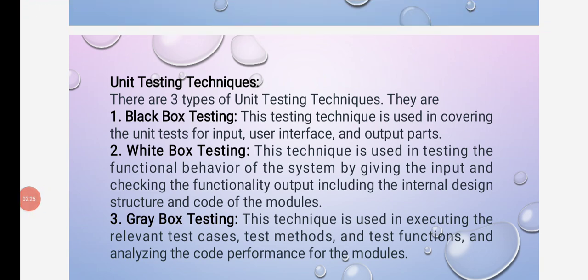This testing technique is used for covering the unit test for input, user interface, and output parts. White box testing. This technique is used in testing the functional behavior of the system by giving the input and checking the functionality output, including the internal design, structure, and code of the modules. Then gray box testing. This technique is used in executing the relevant test cases, test methods, and test functions, and analyzing the code performance for the modules.